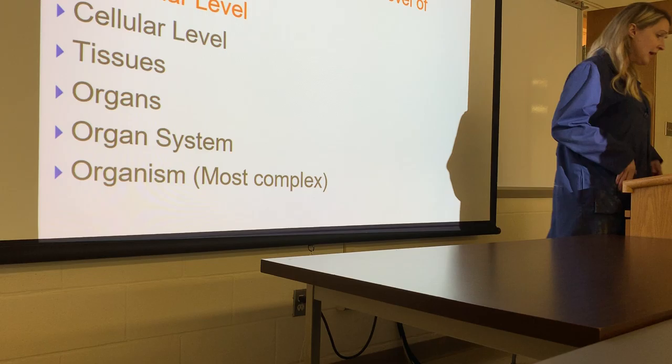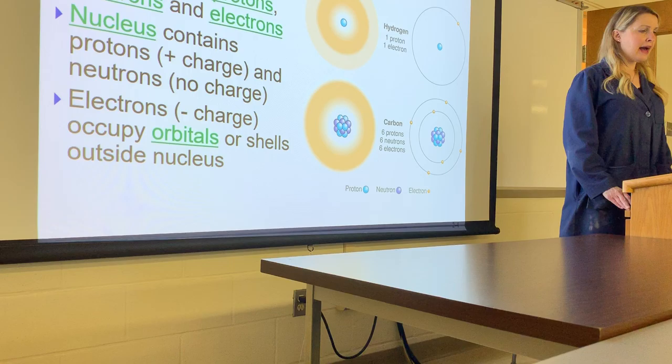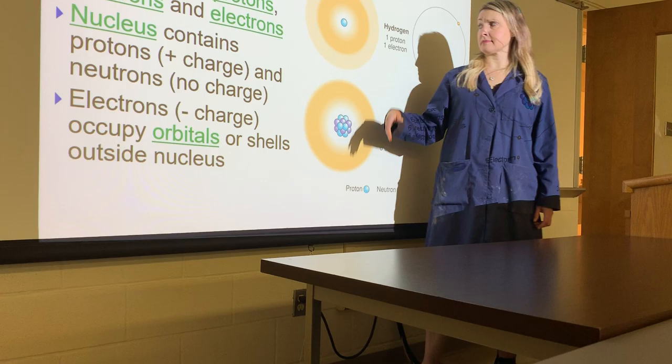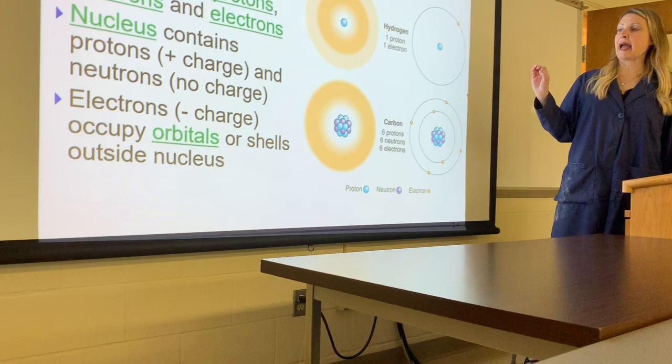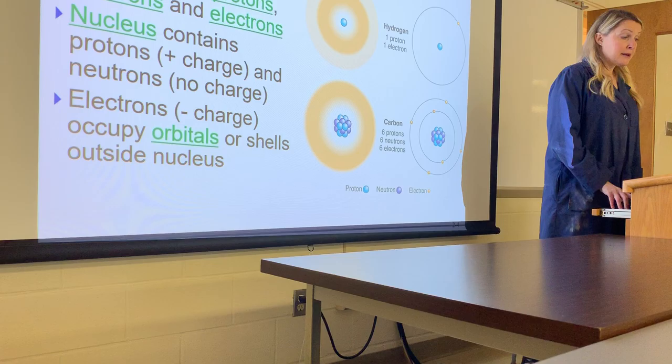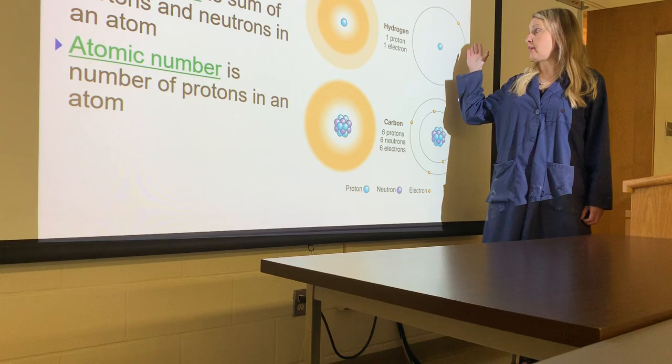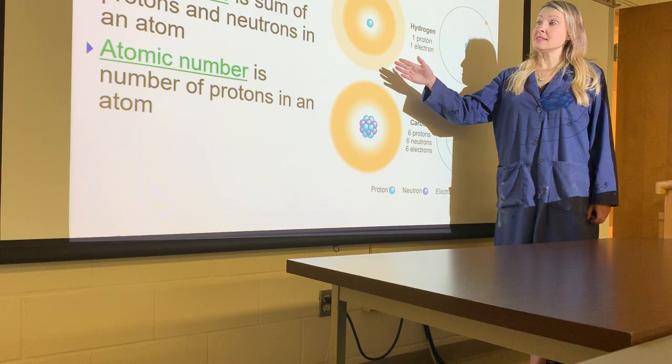So first of all, we said that atoms consist of a nucleus, which contains our protons and neutrons. And then outside of the nucleus, we have the electrons. And we know that the protons have a positive charge, neutrons are neutral, and electrons have a negative charge. And these electrons occupy shells, and we can fit 2 electrons in the first shell and 8 electrons in every shell thereafter. Atomic mass is the sum of the protons and neutrons in the nucleus of the atom.